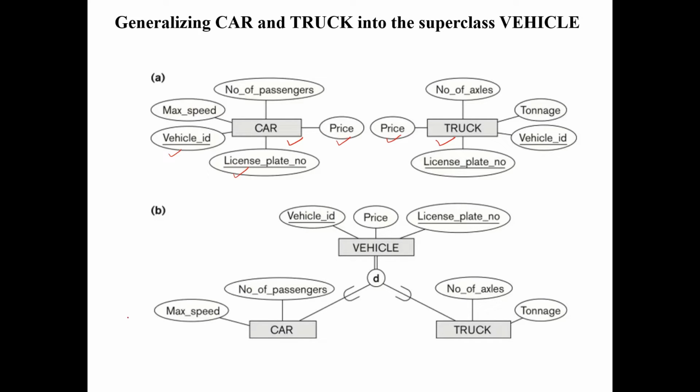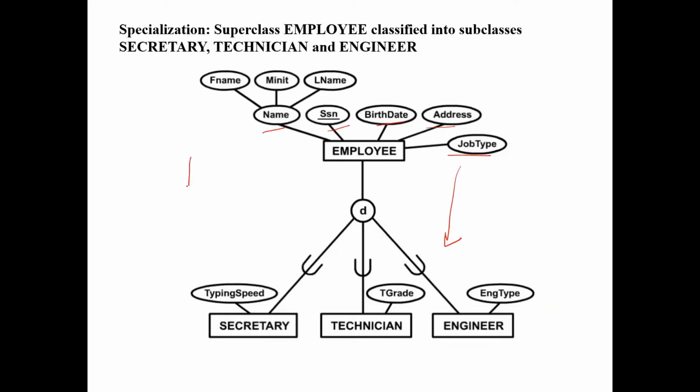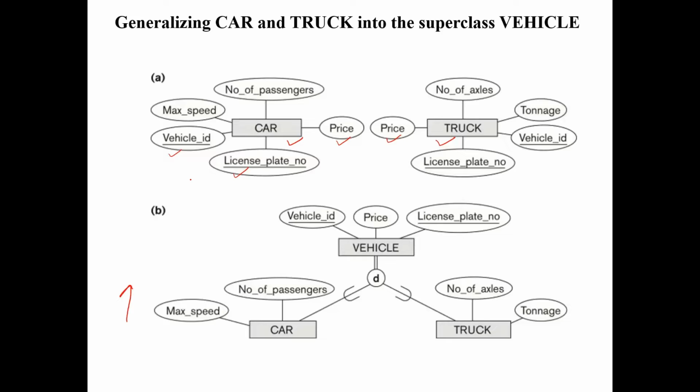When there is a bottom-up approach, we call it generalization, whereas when there is a top-down approach, it is called specialization. But when you see both the diagrams, we cannot identify whether it is a specialization or generalization. It is a superclass-subclass relationship. So the superclass has the attributes which are common to the subclasses, and subclasses have their own attributes specifically for that subclass.